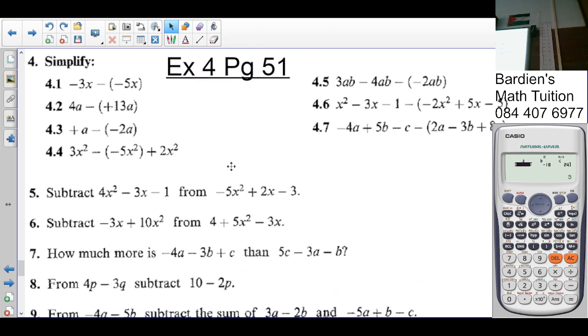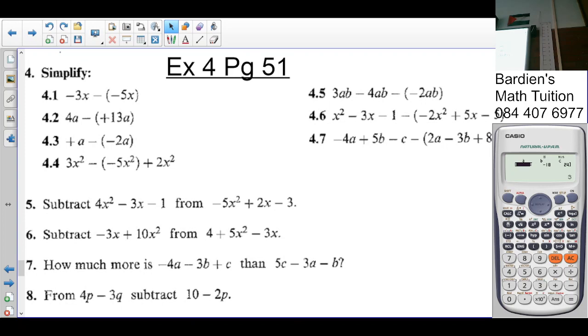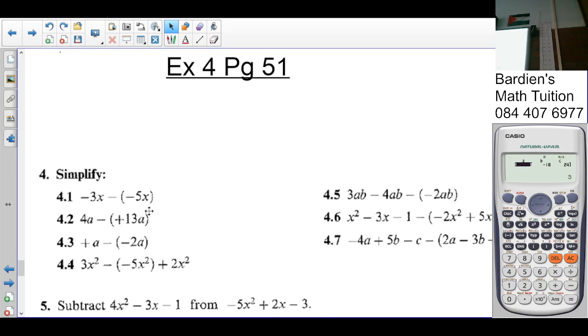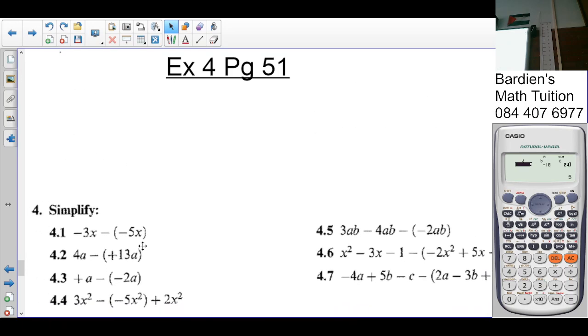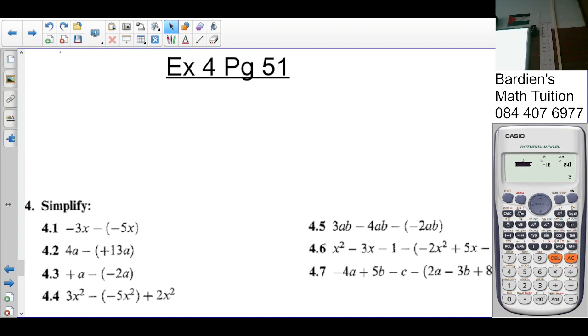Right, so let's start with number 4. Number 4.1. This would be simply negative 3x. You must get rid of this bracket here. So it's positive 5x. What's wrong?